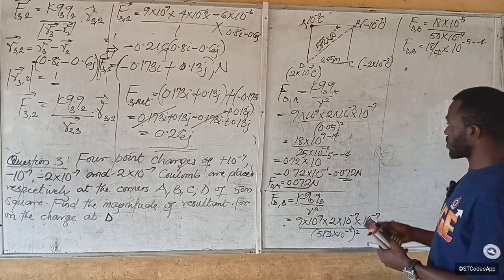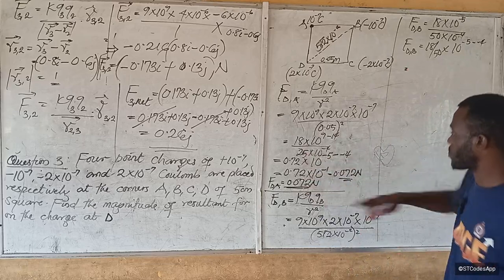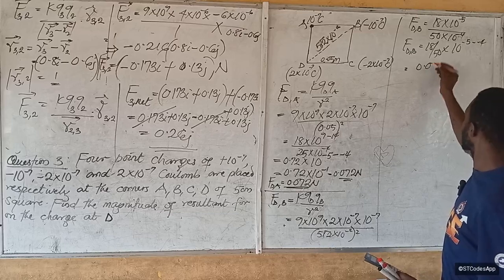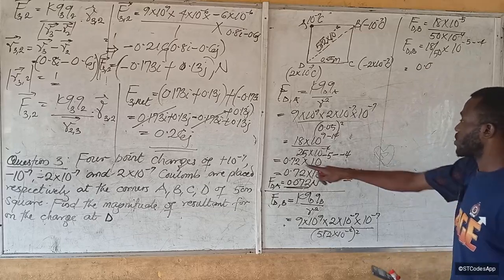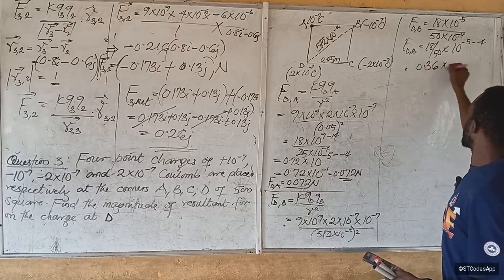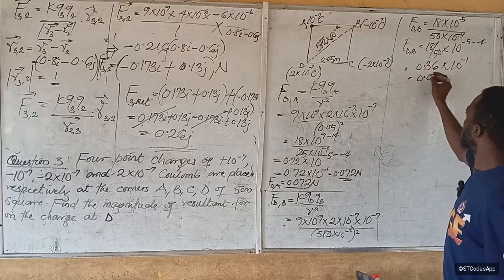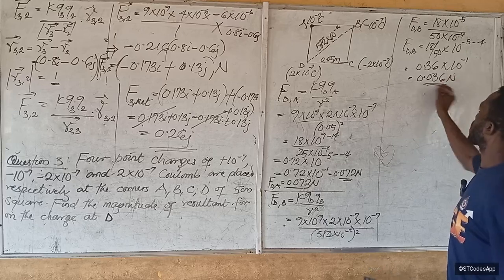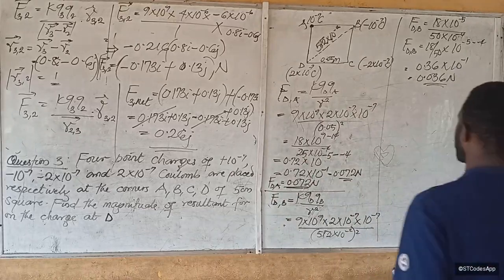So this becomes 18 divided by 50. That will just be half of this. 18 divided by 25, half of this. That will be 0.036. Let's confirm. Okay, yes, 0.36 times 10 raised to the power minus 1. Okay, then 0.036 Newton. So that's FDB, that's force on D due to B.